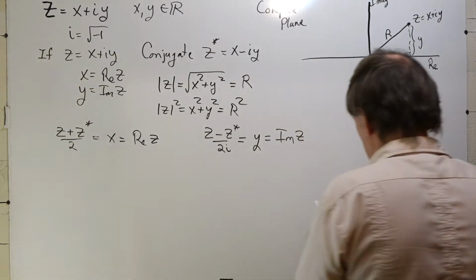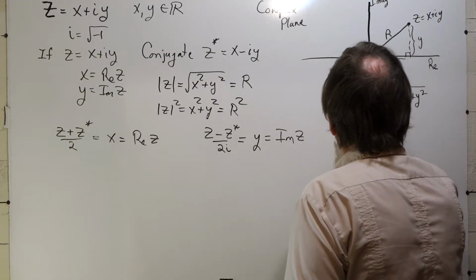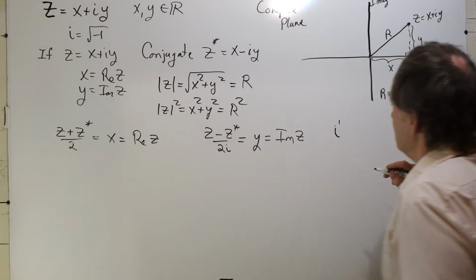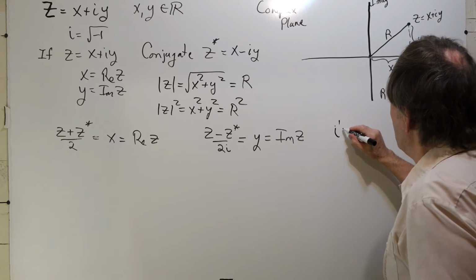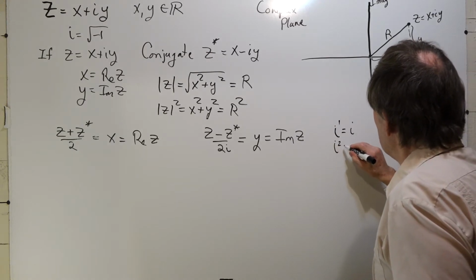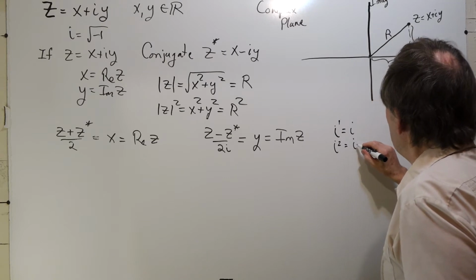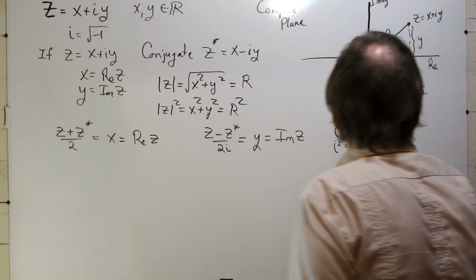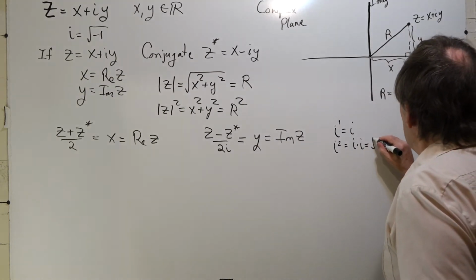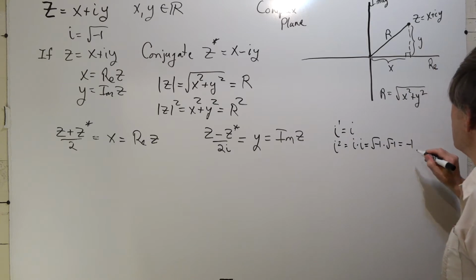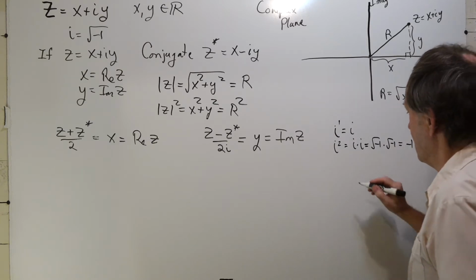Now let's look at the imaginary unit i. If we take i and raise it to various powers, let's see what happens. If we take i to the first power, that is i. If we take i to the second power, that's i times i, but i is the square root of minus 1, so i times i is the square root of minus 1 times the square root of minus 1, which is just minus 1.